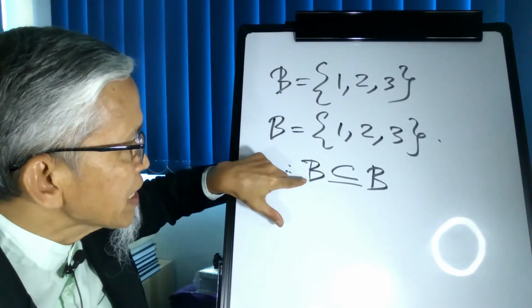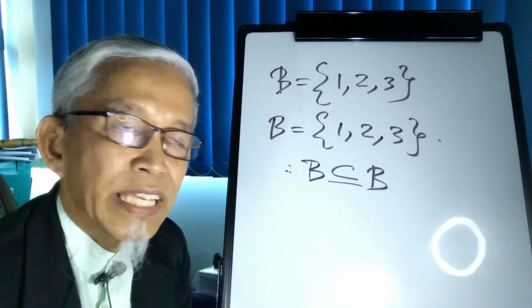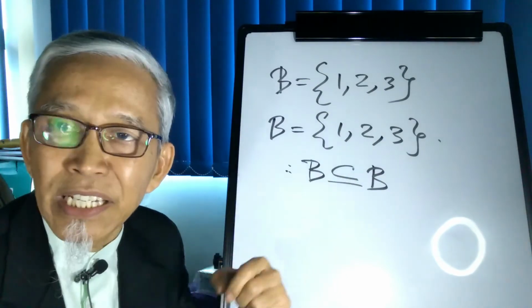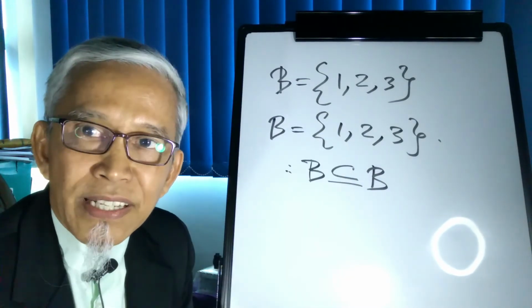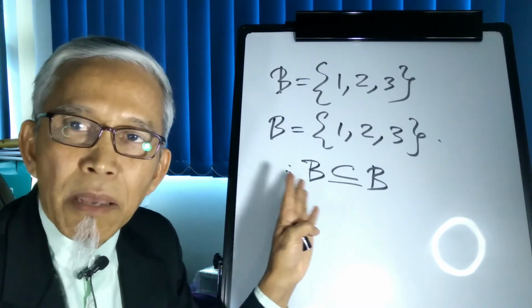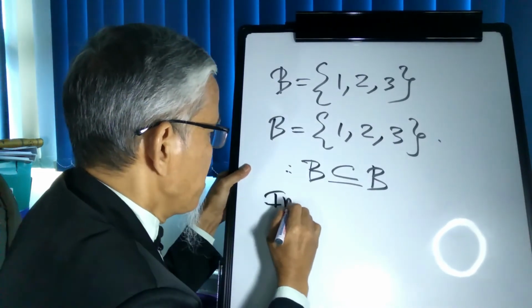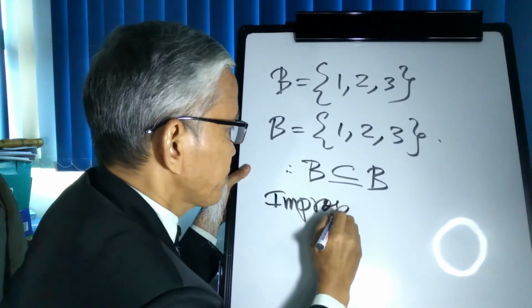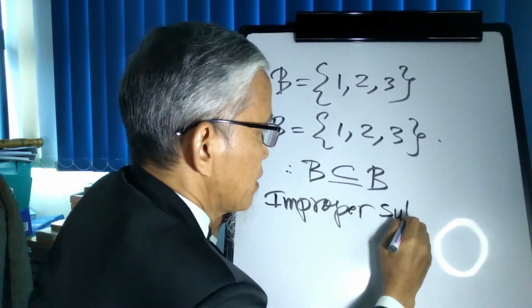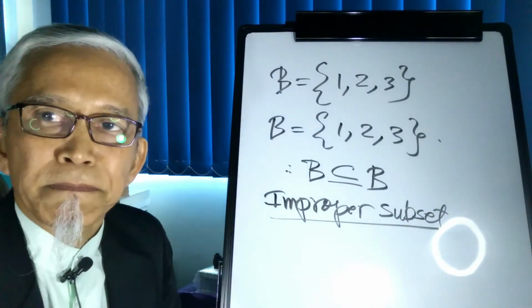Therefore, any set is a subset of itself. Not only this particular set, every set is a subset of itself. This type of subset we call an improper subset.